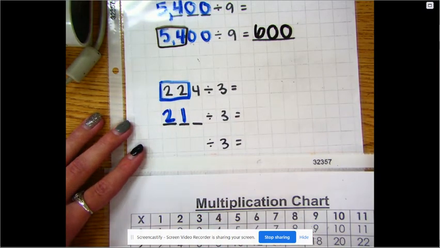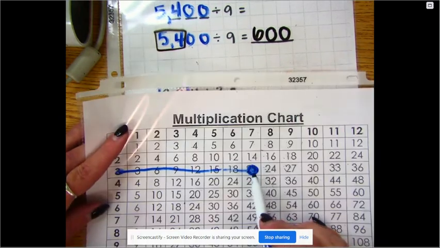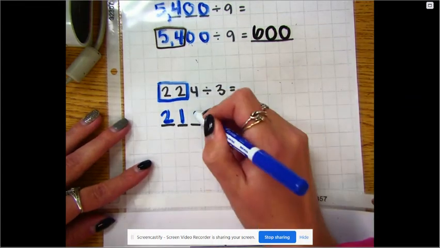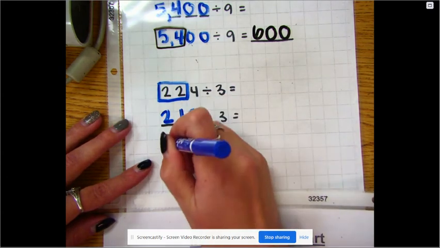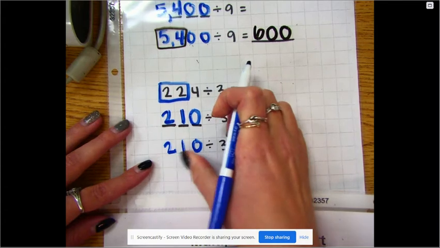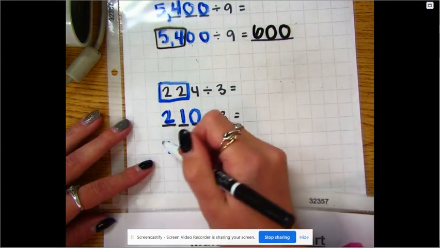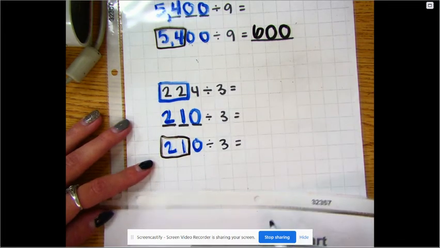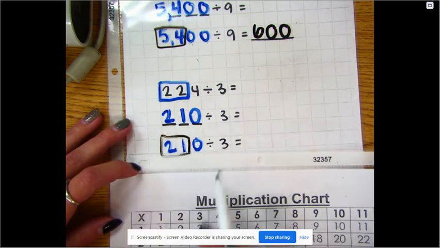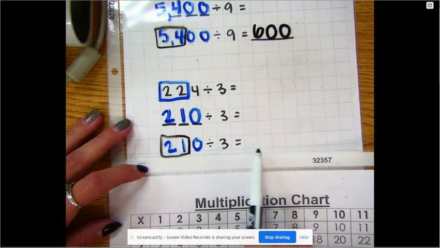Now, we talked about this on the top one. It's just like rounding. We've already found the digit, the numeral we want to use. So this 4 is going to turn into a big fat 0. Now I can go ahead and proceed to divide since I have my new estimated dividend. I don't know what 210 divided by 3 is, but I do know that 3 times something will give me 21.